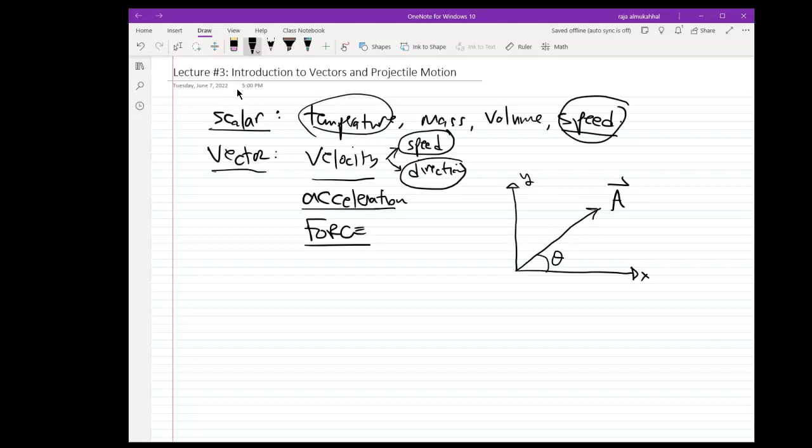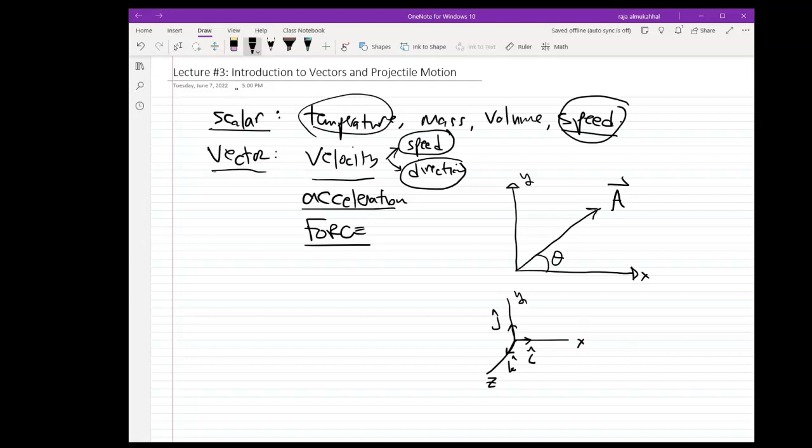Another way of representing a vector is by the components i, j, k. I hope you're familiar with them. For example, if I have here x, y, and z, there are small unit vectors here. They're called i, j, k. These are unit vectors i, j, and k.